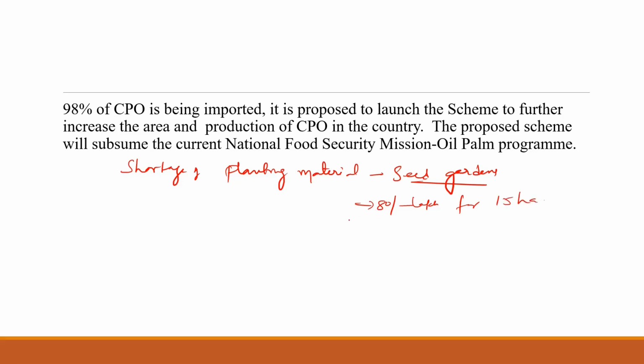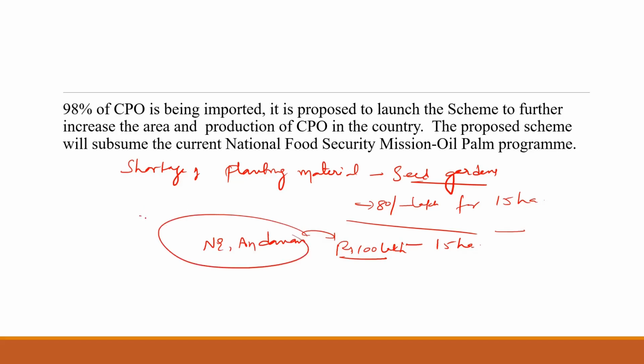This is for the rest of India, whereas in the case of the Northeast and Andaman, they are providing 100 lakh rupees for a 15 hectare area. Why are they specially giving an extra 20 lakh for the Northeast and Andaman and Nicobar? Because earlier in the previous slides we discussed that this scheme has a special focus on these areas. Remember the names, Northeast and Andaman are being given special focus.